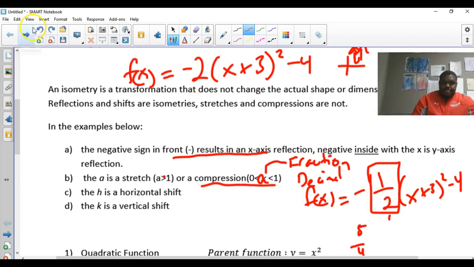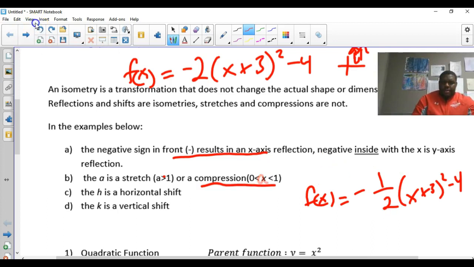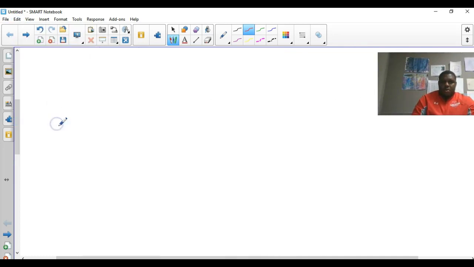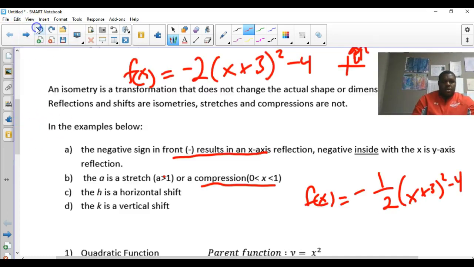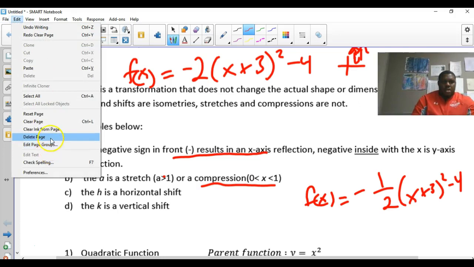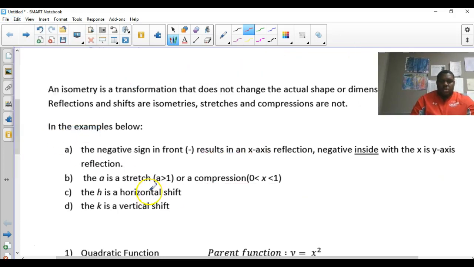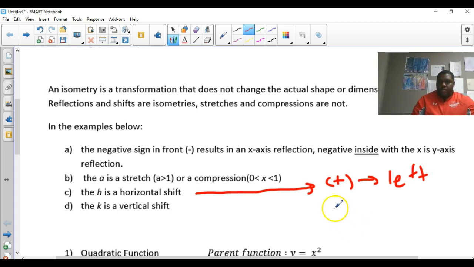Next we have the horizontal shift, with h. Remember, guys, if you have plus h, you move this thing to the left, and if you have minus h, you move this thing to the right. Here's what I mean.